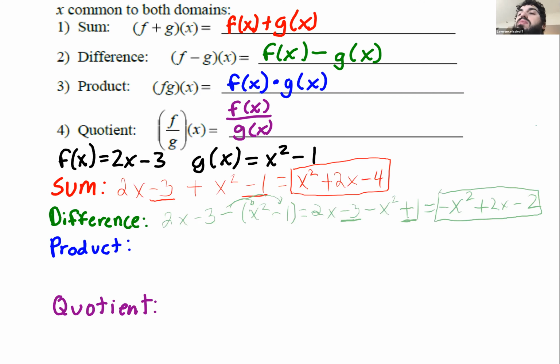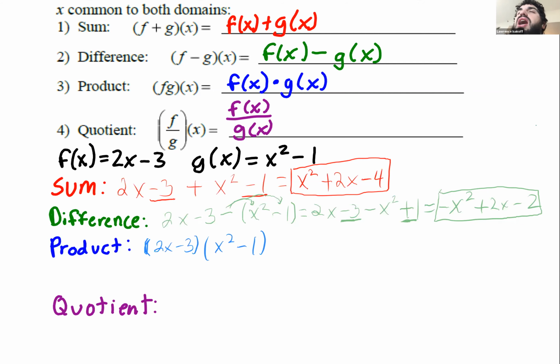Product. For the product, you're just going to put them both in parentheses. So 2x minus 3 times x squared minus 1. Now, the goal with the product is just going to be to use the distributive property. So you can look at this as a double distribution or a FOIL type problem. And that's all we're going to do. If it happened to be a trinomial behind here, it just gets multiplied out a little longer.